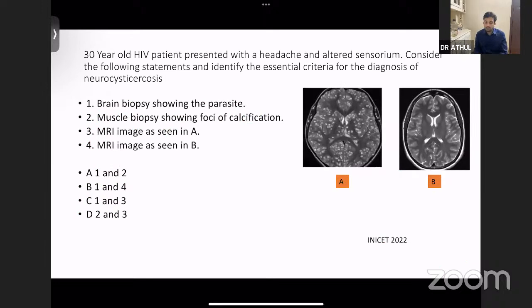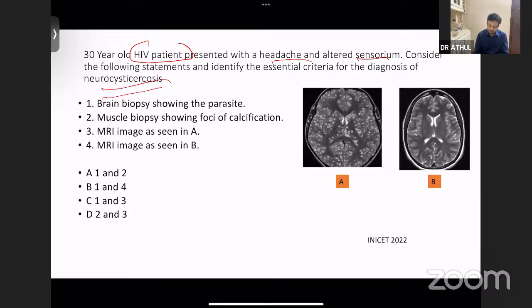So this is another INI-CET May 2020 question. This was a patient with HIV who presented with headache, ulcers and sodium. You made the diagnosis of neurocysticercosis. What all features should be present? How to make the diagnosis using the essential criteria of neurocysticercosis? That was the question.